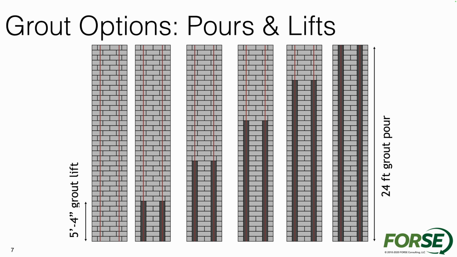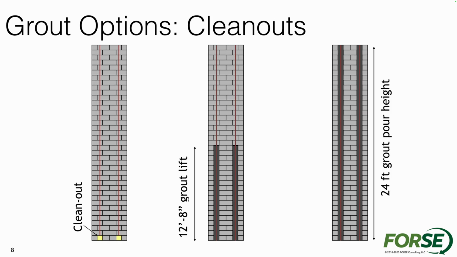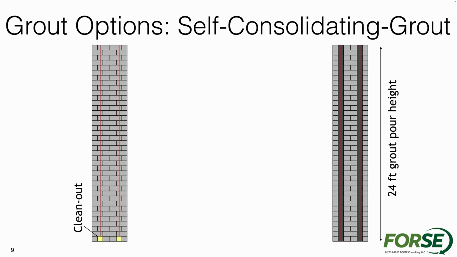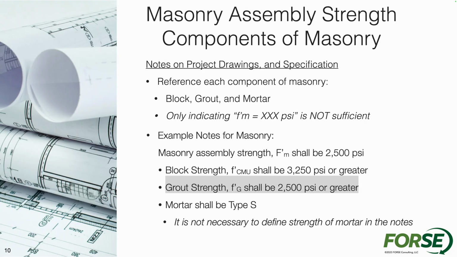So again, something like a 5'4" grout lift could occur multiple times within an overall wall height that can be the total grout pour. Options that you have is you can have a larger grout lift if we add cleanouts to the masonry wall, and we can even have a larger lift to the full pour height up to 24 feet if we use self-consolidating grout. And again, self-consolidating grout is going to be a very fluid grout that is able to flow within the masonry wall very freely.